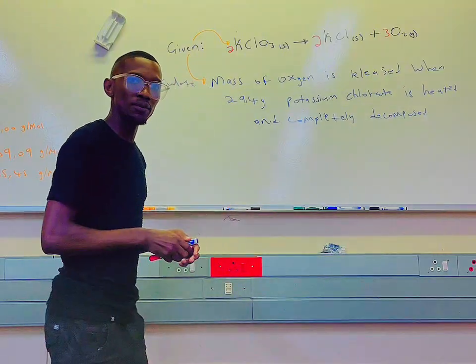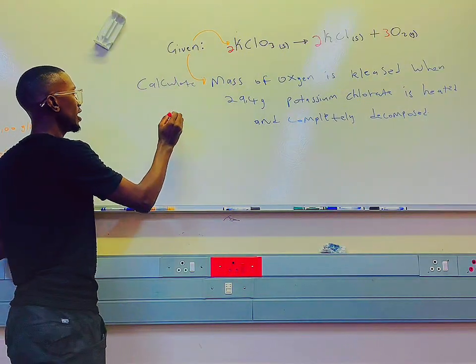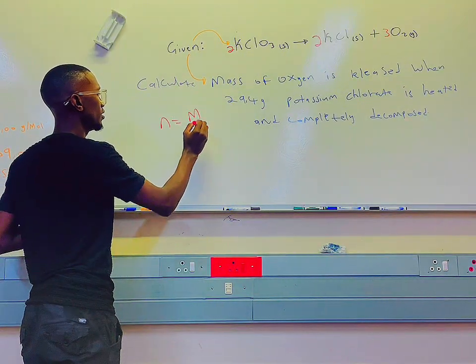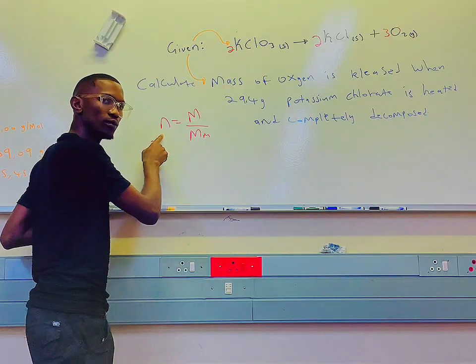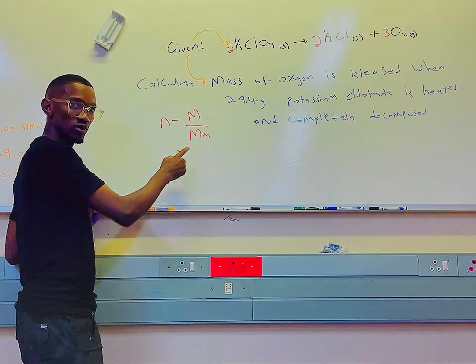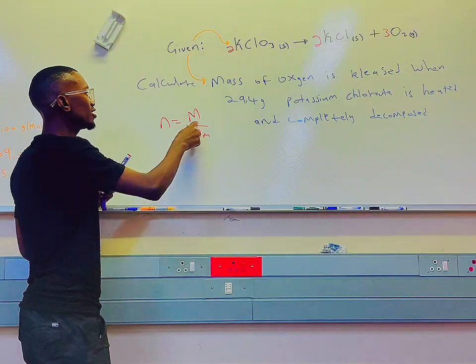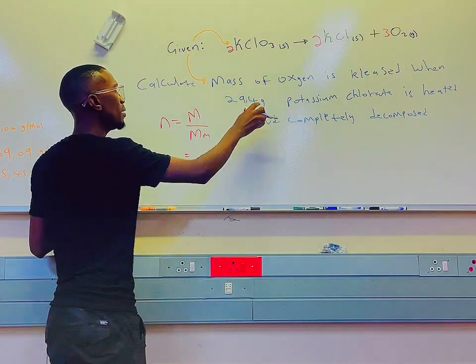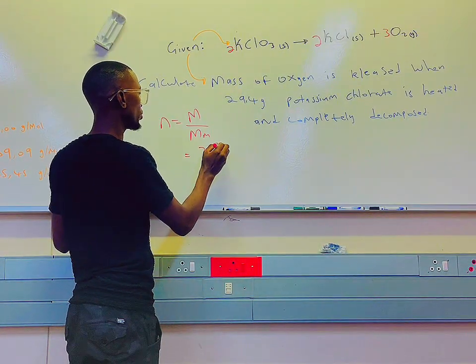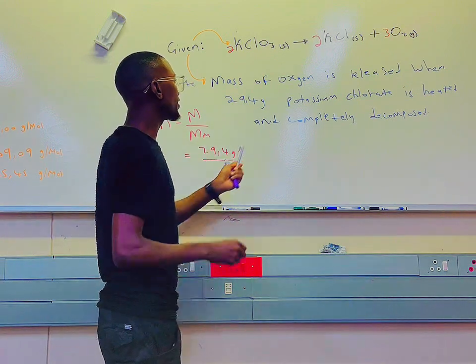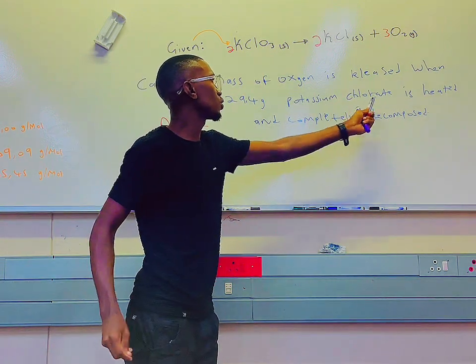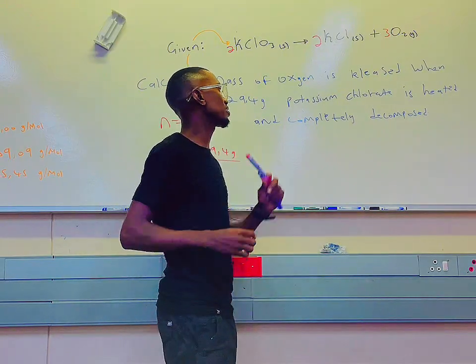Potassium chlorate. So remember the formula, n equals m over M. The number of moles equals mass over the molar mass. So what is my mass? My mass is 29.4 grams, of potassium chlorate. What is the molar mass? I need to find the molar mass of potassium chlorate.